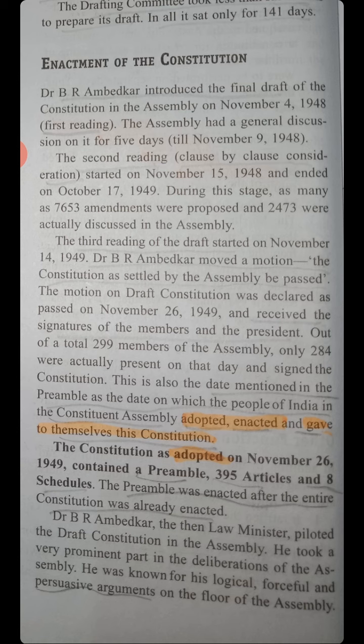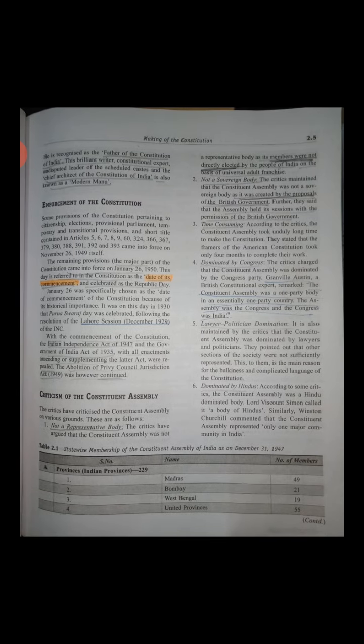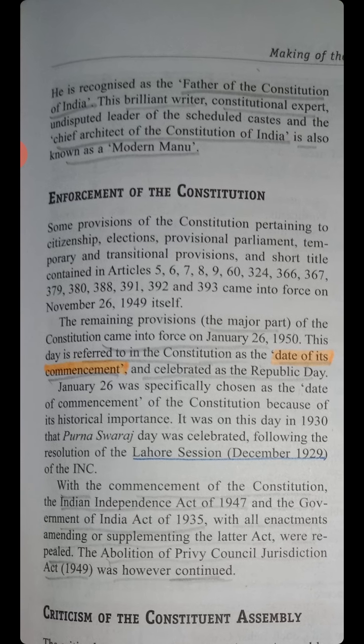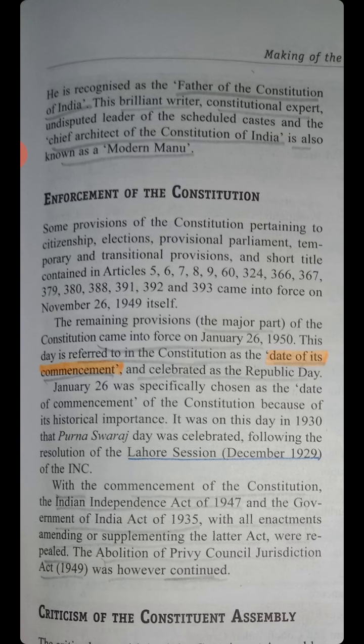The Constitution as adopted on November 26, 1949 contained a preamble, 395 articles and 8 schedules. The preamble was enacted after the entire Constitution was already enacted. Dr. B.R. Ambedkar, the then Law Minister, piloted the draft Constitution in the Assembly. He took a very prominent part in the deliberations of the Assembly. He was known for his logical, forceful and persuasive arguments on the floor of the Assembly. He is recognized as the father of the Constitution of India. This brilliant writer, constitutional expert, undisputed leader of the scheduled castes and the chief architect of the Constitution of India is also known as the modern Manu.